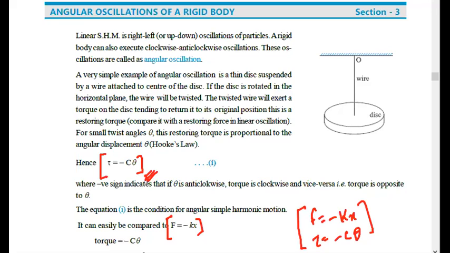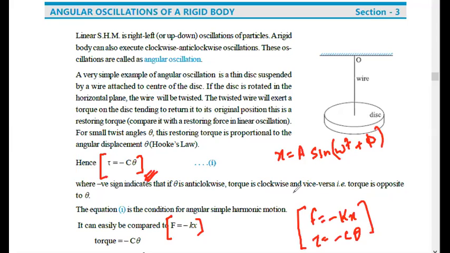So when you talk about angular SHM, the torque will be analogous to force of linear SHM. Theta will be analogous to x and c will be analogous to k. Now think about it. What was the expression for x? It was a sine omega t plus phi. Yes or no?